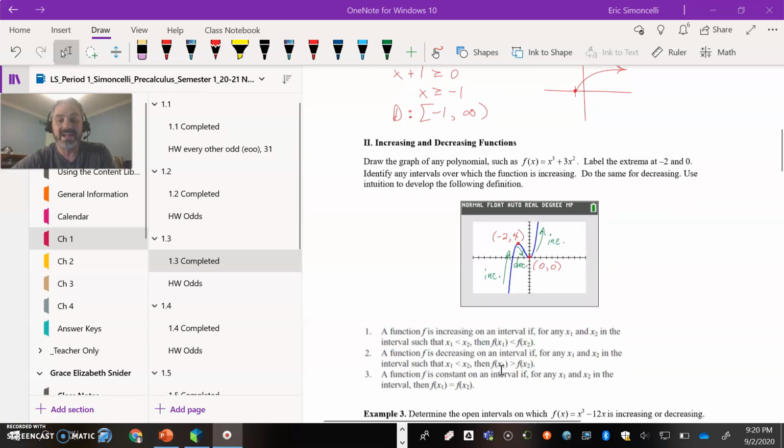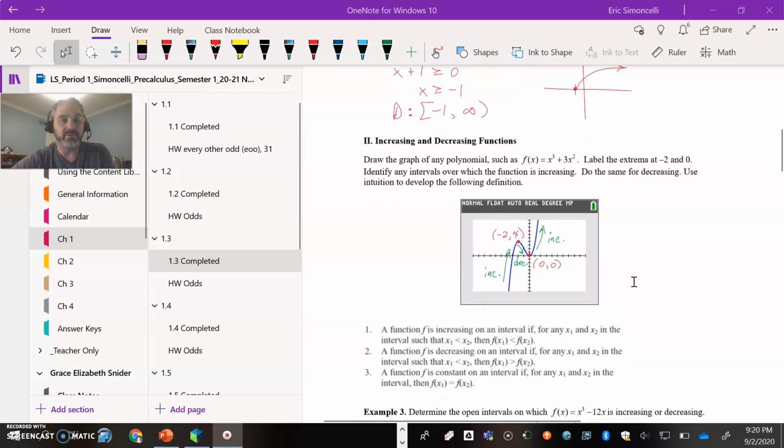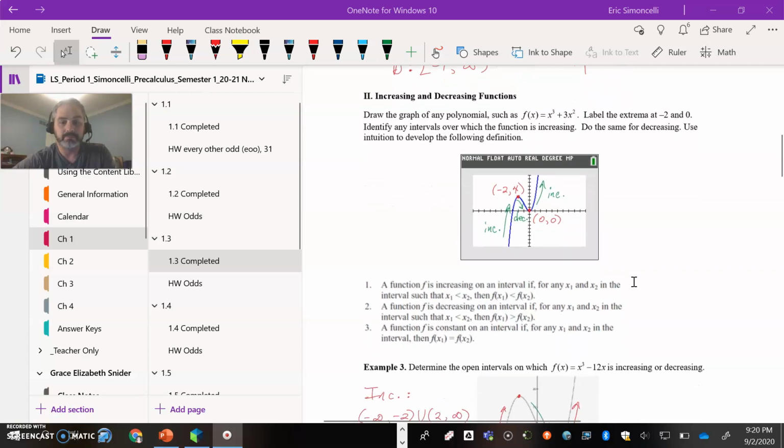A function f is constant on an interval if for any x sub 1 and x sub 2 in the interval, f of x sub 1 is equal to f of x sub 2. Now we don't see that in this particular graph, but a constant interval will be quite literally a horizontal segment, or part of the function that doesn't go up nor down from left to right. So constant intervals we'll definitely have to know about as well.